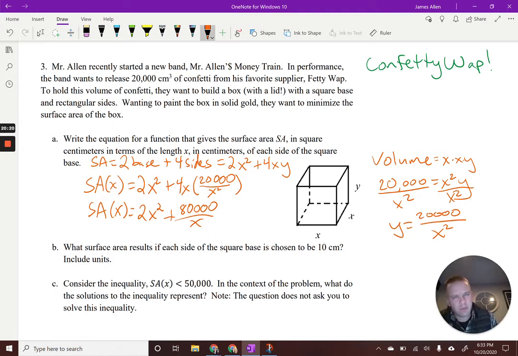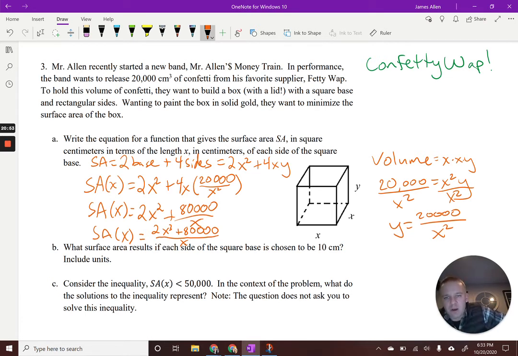Do you think we could even clean it up more? Do you think we can get this all into one fraction here? I think we can get a common denominator. 2x squared, if I put that over x, I'd need to be 2x cubed. So let's go with the final one here. I'm going to have 2x cubed plus 80,000 all over x. Everybody wanted to be in the same fraction there, right? That's fantastic stuff right there. I'm good with that. I hope you're good with that.